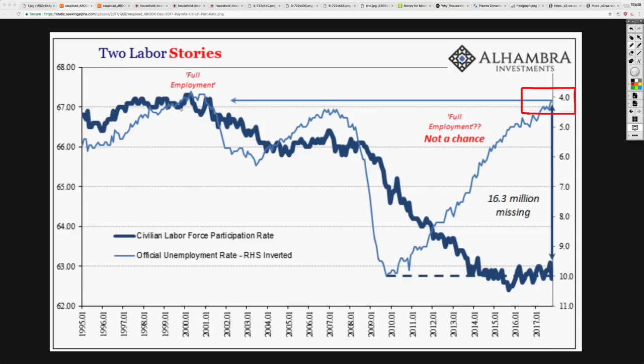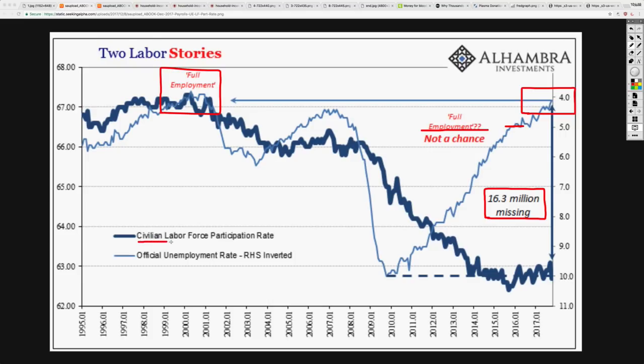Now, we heard this before. In the year 2000 approximately, it was the same story. Full employment, they said. Once it made it past this 5% mark, you were told it's full employment. Well, there's a different story that's being told today versus back in the year 2000, and that is that there are 16.3 million people missing.